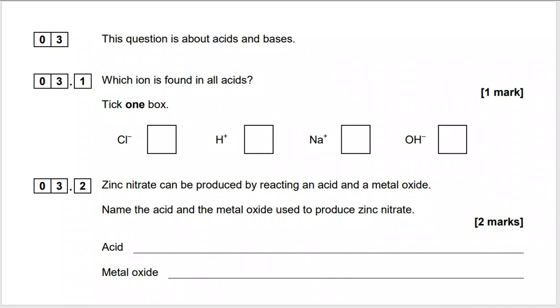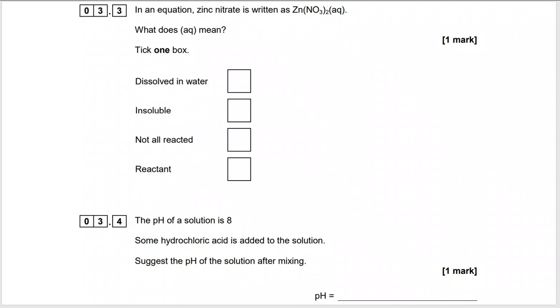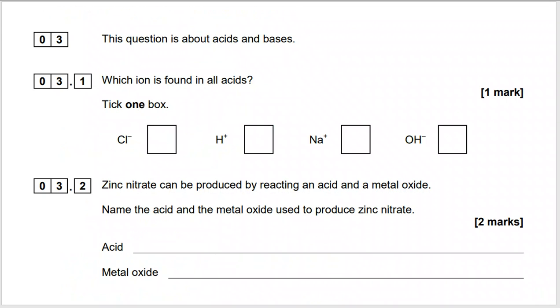So here's 3.1 and 3.2, 3.3 and 3.4, 3.5, taking us to a total of 9 marks. So let's go back to 3.1.